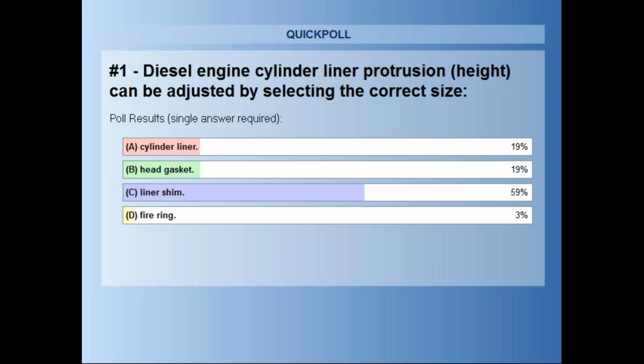Those liner shims are made in different thicknesses to help get your liner protruded up above that block to help seal that cylinder head gasket. D, fire ring, is also an incorrect answer. Again, that's made directly into the head gasket most of the time, and it's designed to a certain thickness and specification to make sure everything there seals as it's supposed to. So the correct answer here is C, liner shim. That's the way that we adjust those cylinder liner heights on these engines. Dave, back to you, sir.